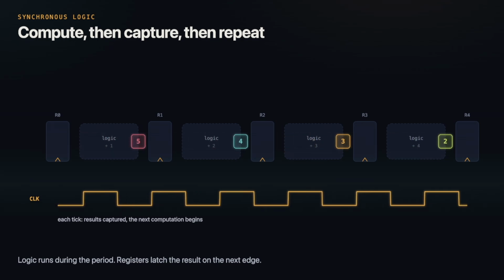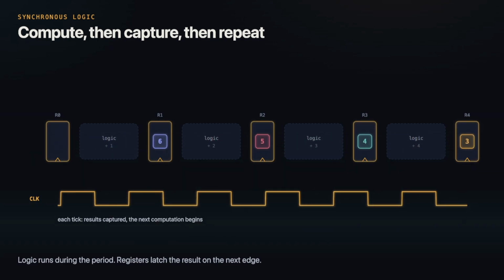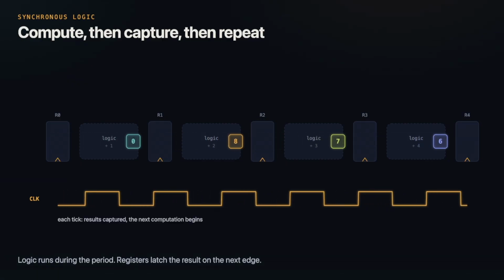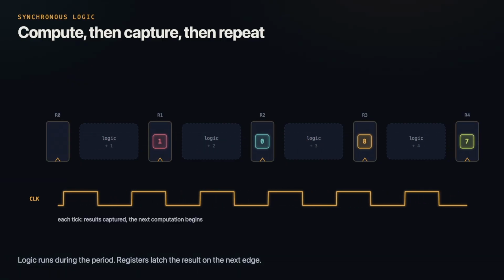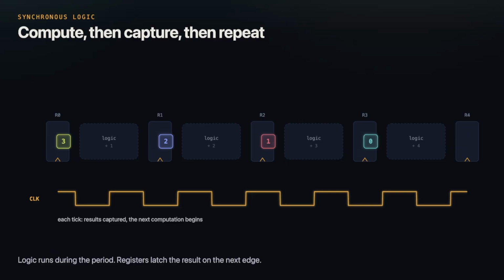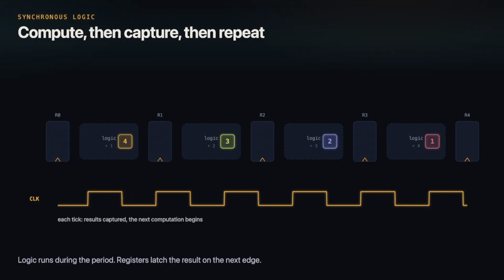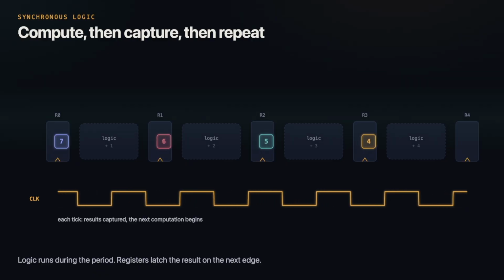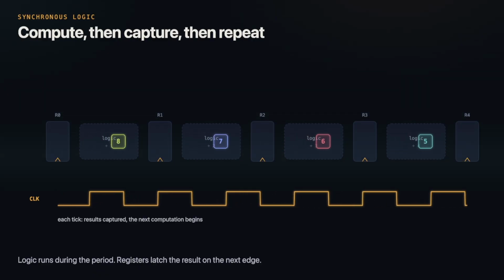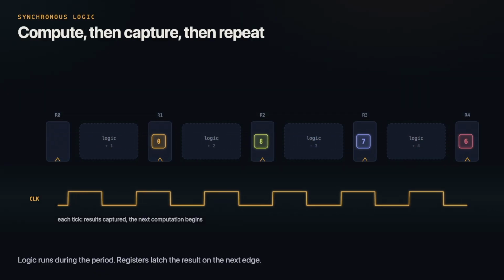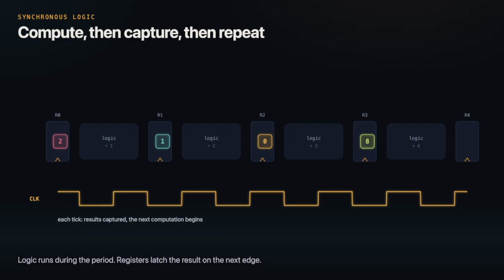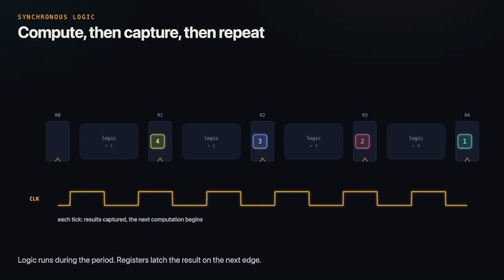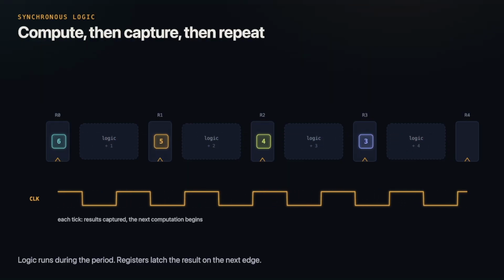Now put it together. Park a flip-flop, or a row of them called a register, at the start and end of every chunk of logic. On the edge, the first register launches its value. During the period, that value flows through the cloud of gates and settles. On the very next edge, the second register captures the result. Compute, then capture, then repeat. Each tick data marches one stage forward, clean and in step. That steady march is what synchronous logic means.